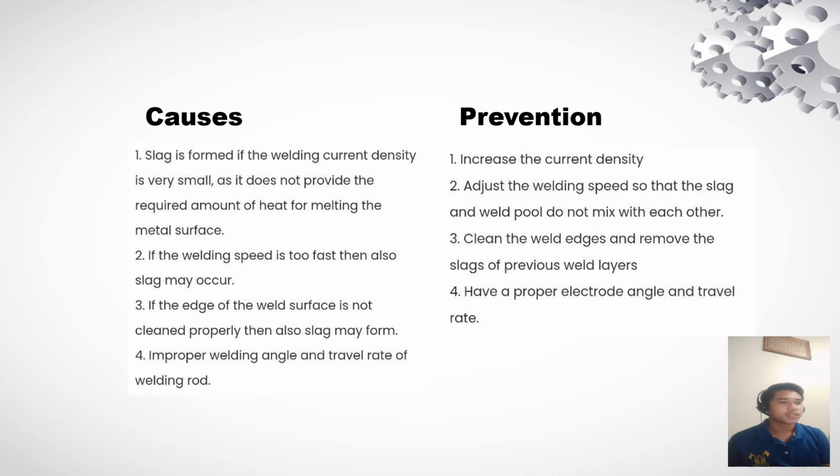Causes: slack is formed if the welding current density is very small, as it does not provide the required amount of heat for melting the surface. Prevention: increase the current density.